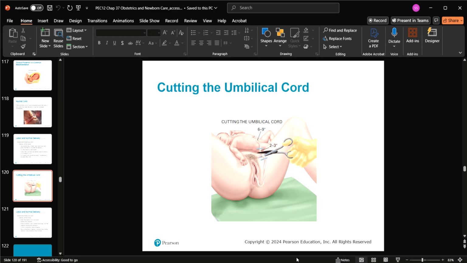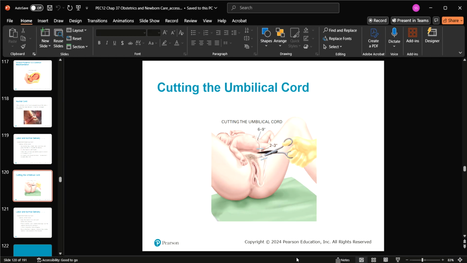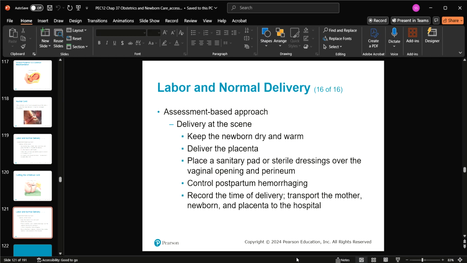Okay, so here it talks about where we cut the umbilical cord. 6 to 9 inches from the infant, we're going to place our first clamp. 2 to 3 inches away from that, the second clamp, and then we're going to cut in between. It doesn't say it on here, but you're going to wait until all of the pulsating from the umbilical cord has stopped. That's when you cut the cord, unless it's an emergency like a nuchal cord or a double nuchal that you cannot remove.